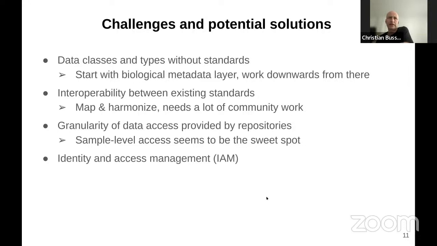Second to last point, identity and access management. As you've seen in our initial survey, 60% of respondents are working with human data, and while not all data might really completely fall under GDPR, because of course there's some types of information that you might legitimately be able to completely anonymize, we assume that there will always be some kind of information that would be considered personal data. So therefore, you clearly need to have access management here.